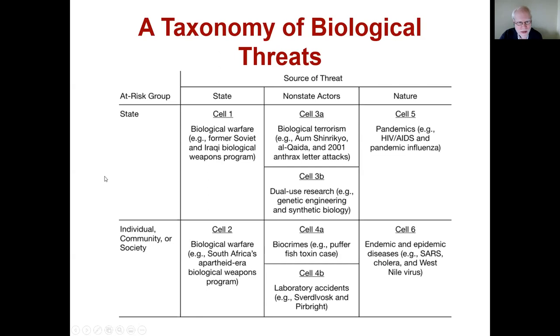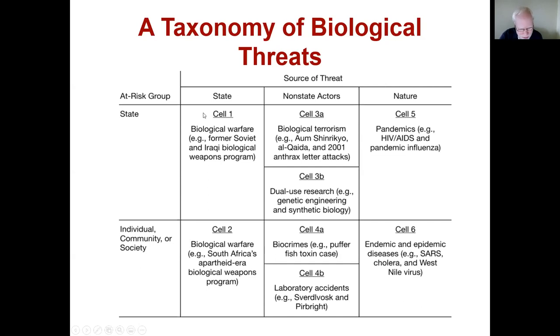Even if the at-risk group is a state, it doesn't mean it doesn't also kill individuals or the community, but the primary goal is weakening of the state. So it's a state-level security issue. In the state box, we have biological warfare, for example the Soviet or Iraqi biological weapon programs, where bioweapons are intended to be used in interstate war. There are biological weapons conventions that are supposed to make biological weapons illegal, but certainly some countries have stockpiles of bioweapons. But it's not a weapon that even countries that have them have typically resorted to.